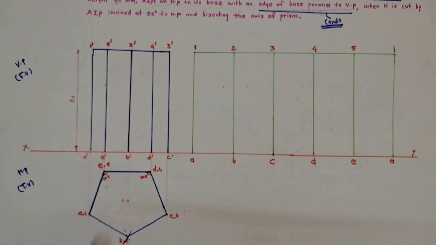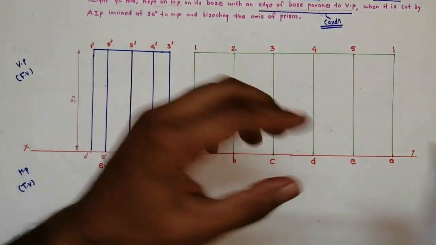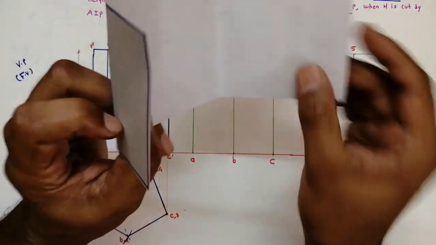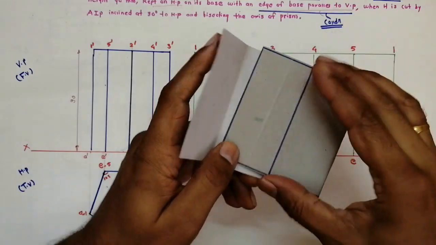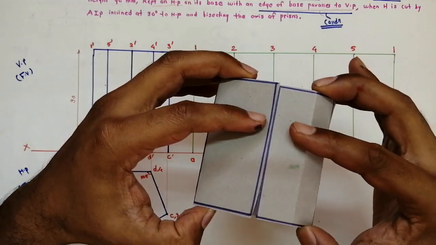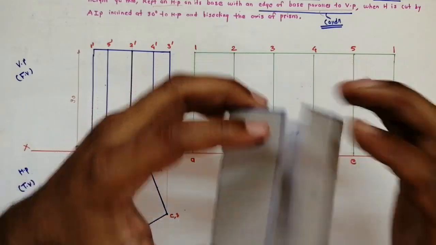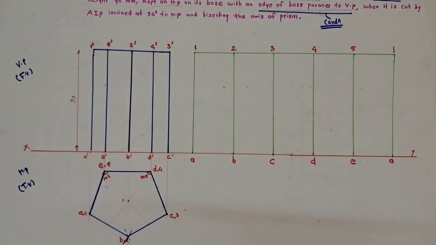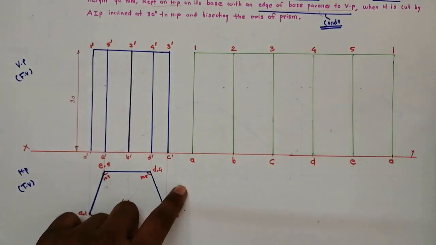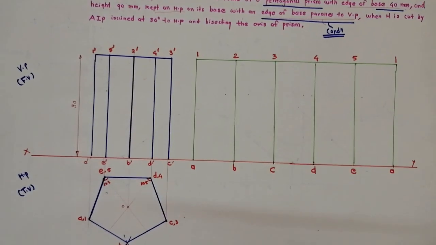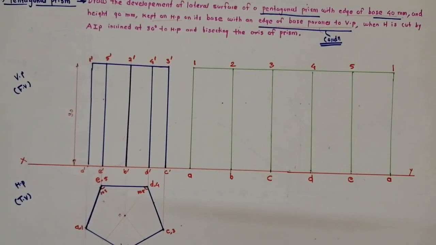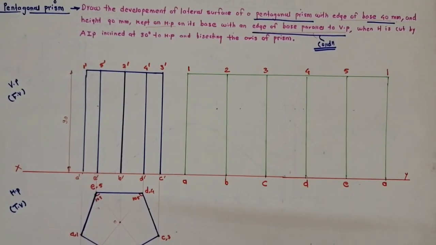I have already explained why we are giving 1A and 1A, because this is 1A and this is also 1A. So when we join them, it becomes a single line. That's why we get the same nomenclature on the two sides. So this is the basic development for the pentagon, and we have drawn that.